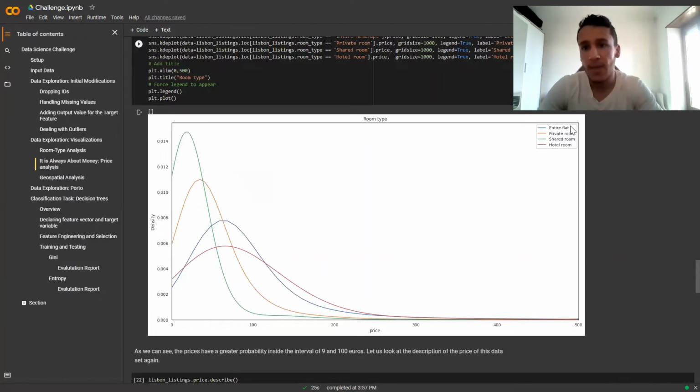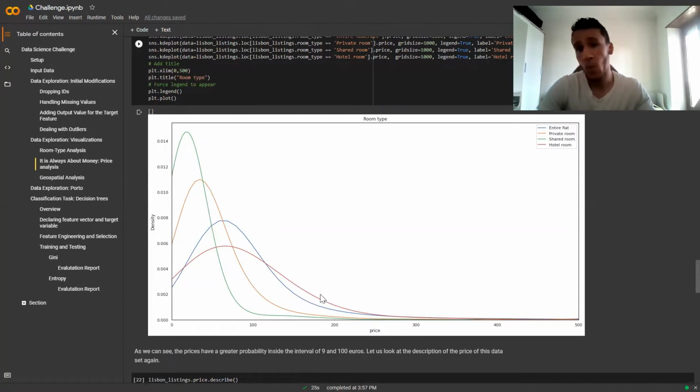And you can see, beginning here with the entire flat, which is the majority, it's most likely to find prices below 100 euros, here about 70 or 89, 90 euros. In the private room as well, the prices at the maximum likelihood of each room type are very close, except for the shared room, which is considerably cheaper than, for example, the entire flats.